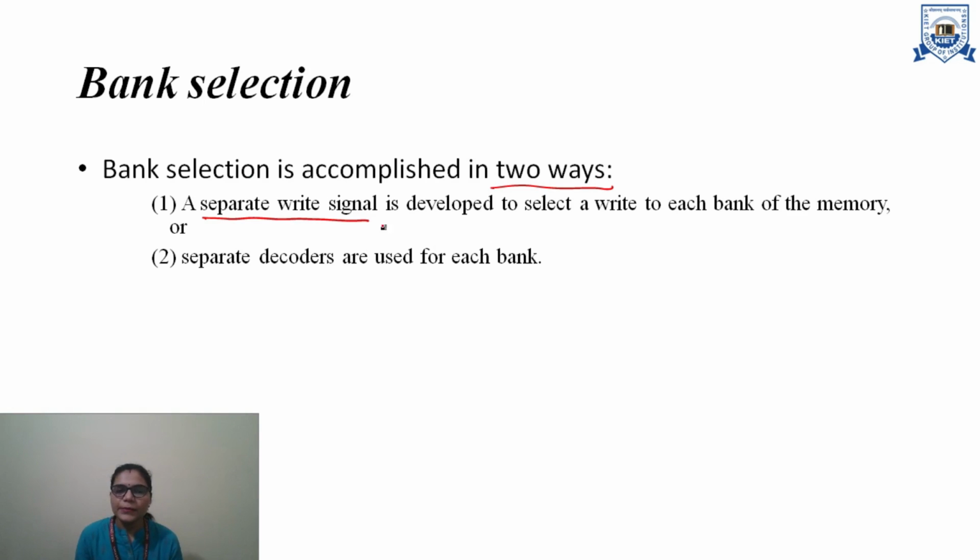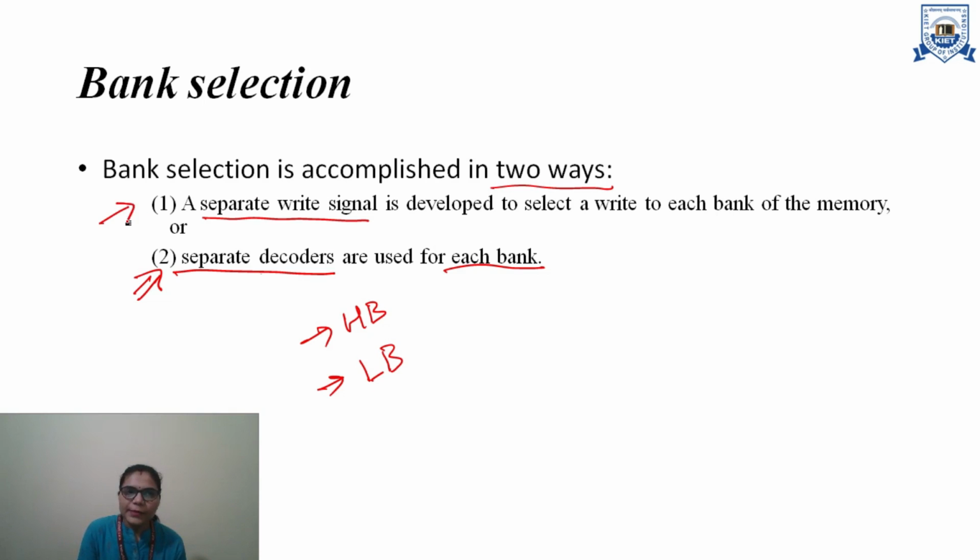And another method is to use separate decoders. So in the second method, separate decoders will be used for both banks: a decoder for the high bank and a decoder for the low bank. So both decoders will be used to select the memory banks.